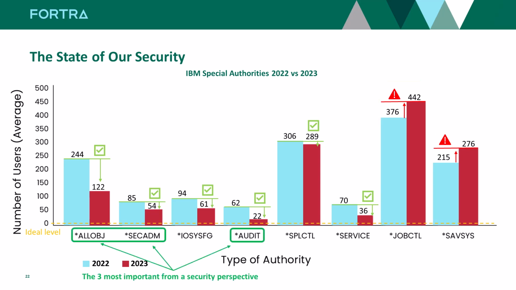So when we consider those and we look at All Object, SecAdmin, and Audit, which are probably the top 3 that we want to ensure beyond a doubt are being issued to only those very specific profiles, they're still well above the ideal level, though Audit is getting better and better every year, and people are starting to pay more attention to who can control logging of events on their IBM i systems.